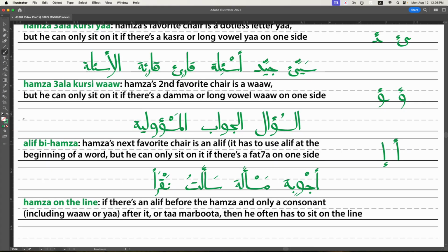And then lastly, hamza has to sit on the line if there's an alif before it and only a consonant after it, including waw or ya used as a consonant, a w or a y, or ta marbuta after it. Then he usually has to sit on the line. And when he has to sit on the line, he usually gets to be a little bit bigger, like this. He's very small when he's atop the dotless ya, or the waw, or the alif, or beneath the alif. He's a little bigger when he gets to sit on the line by himself.